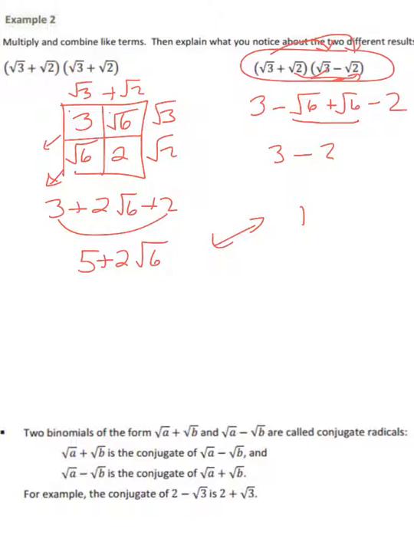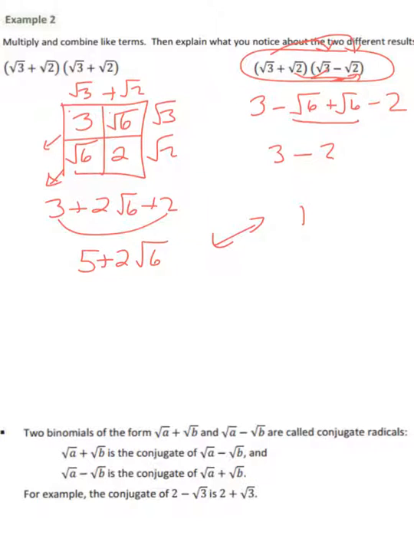All right. So let's move on here. If you take a look down below, you got important things. Two binomials that form this way are called conjugate radicals. When I do this one here, the conjugate of this one, with the minus, turns out to be the opposite this way. Okay.